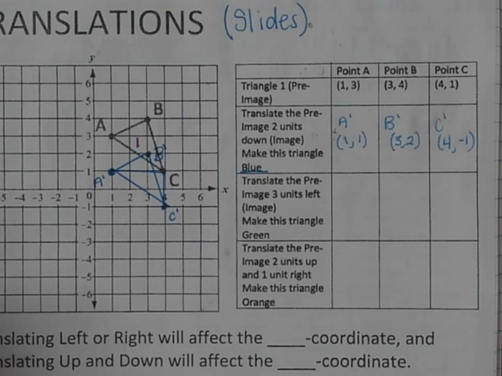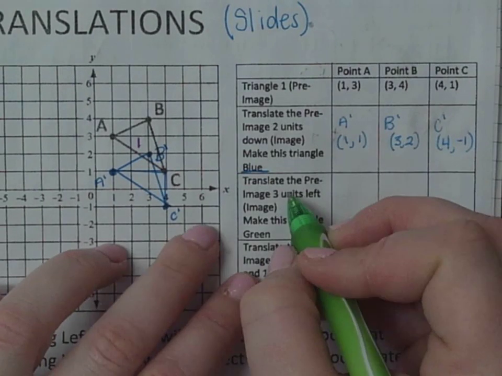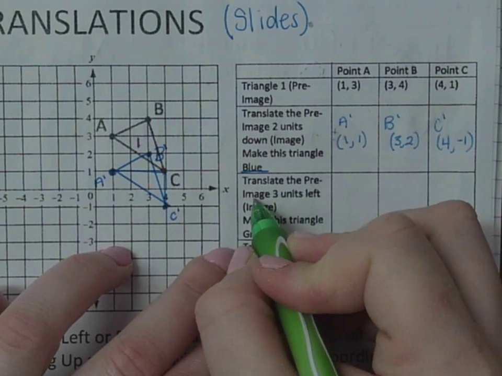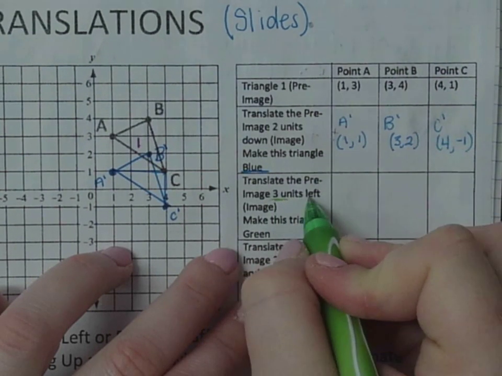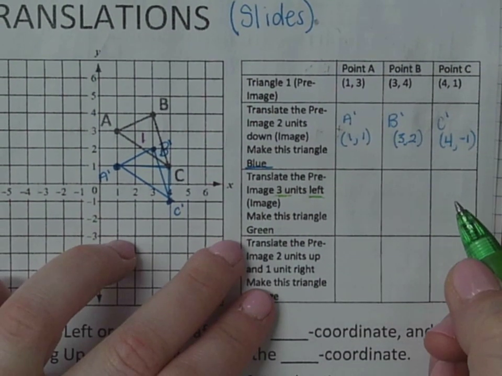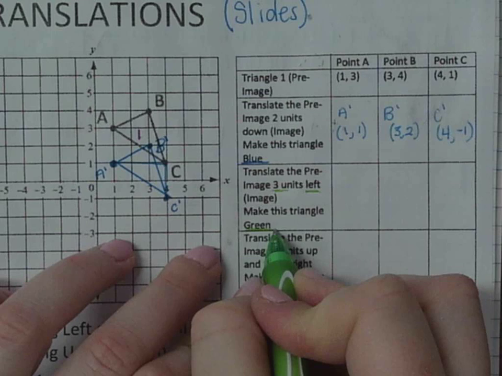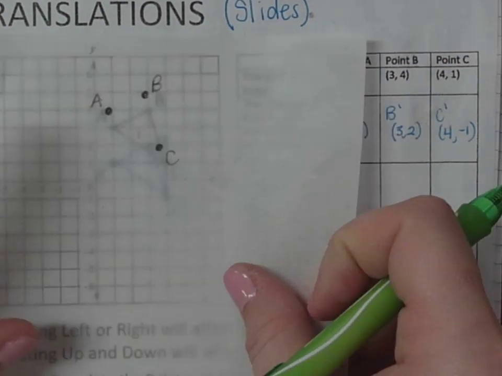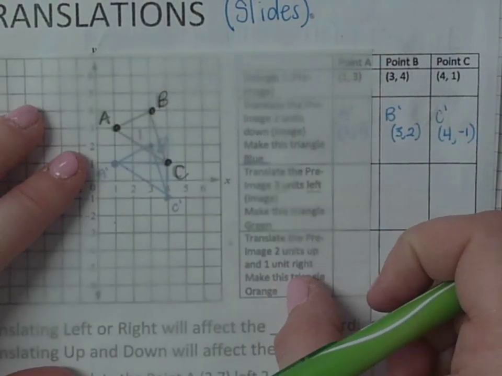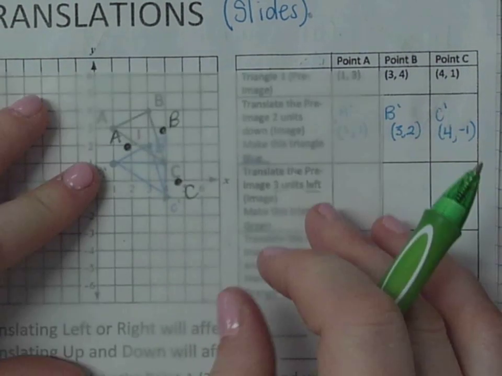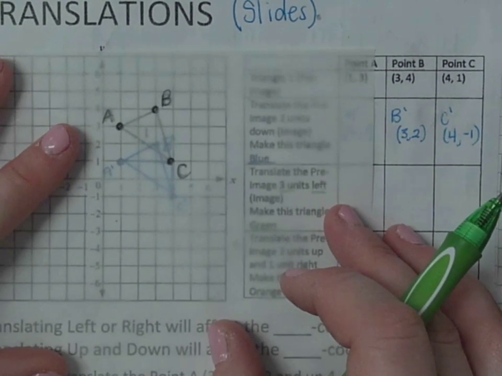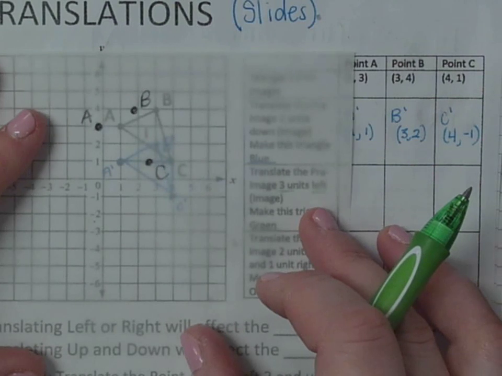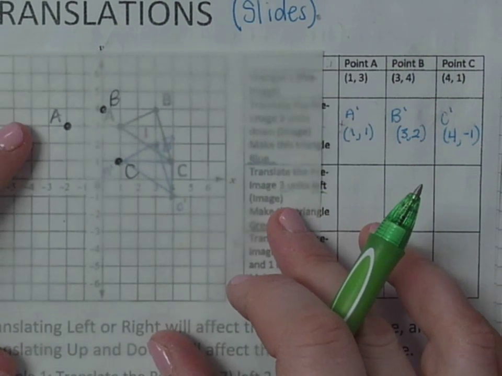Okay, now let's do a green one, or the next one. So this is translate the pre-image 3 units left. And then it says make this one green, so that's why I picked up my green pen. Alright, so now we're going to move 3 units left. So I'm going to take my pre-image, remember that's the original one, and I'm going to move it 3 units left. So that would be 1, 2, 3.